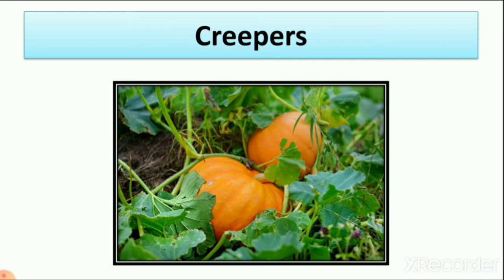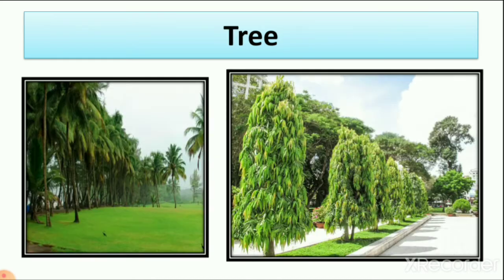Then creepers. Yesterday we saw the picture of the creeper watermelon and today you can see here another creeper, which is a pumpkin. So pumpkin and watermelon are examples of creepers. They cannot grow up. Why? Because they are all heavy. So creepers are the plants which grow along the ground.